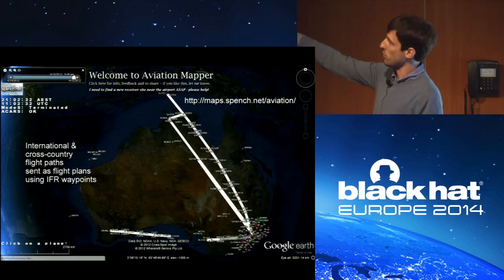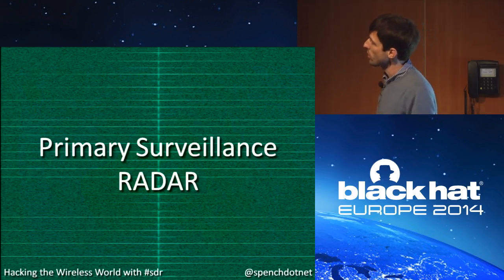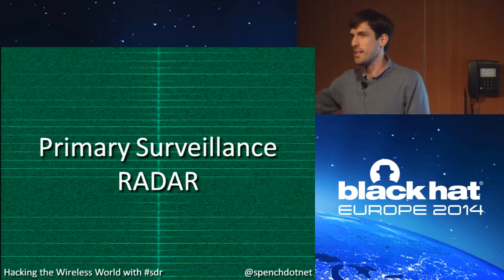And then these are actually flight plans that are sent for planes that are going to Western Australia and all the way up into Asia. So that's the system where the plane is sending out all this information.